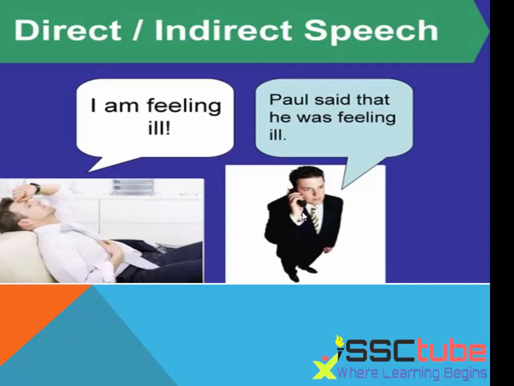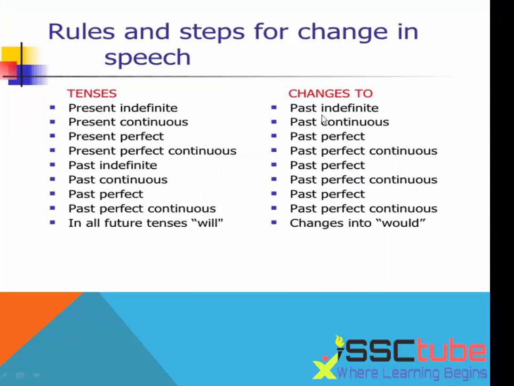Now, one more example of direct-indirect speech is that this man Paul is saying to his friend, I am feeling ill. Now this friend is conveying the message to his boss that Paul said that he was feeling ill. Now how is am changed into was? This we are going to study in the later videos. First of all, let's learn some rules and steps for change in the speech. Now these rules you don't have to mug up. You just see once, and this we are going to study in the examples after this.